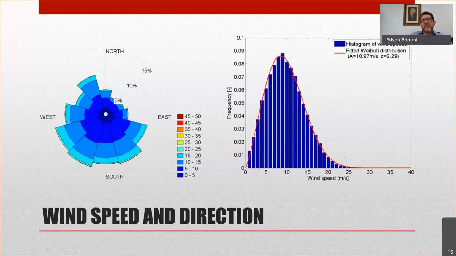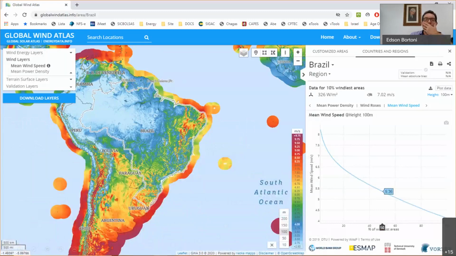There is a statistical distribution of the wind. They used to fit it with a Weibull distribution and the direction of the wind. There is also a map on the internet. You can go to the Global Wind Atlas.info and they have this. Let's look for this.